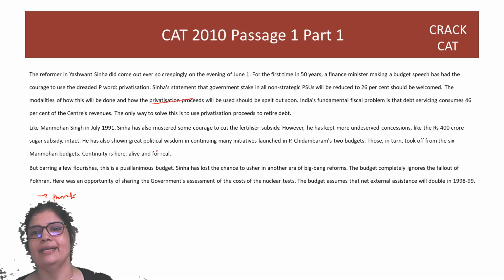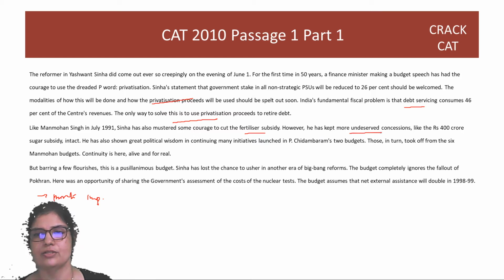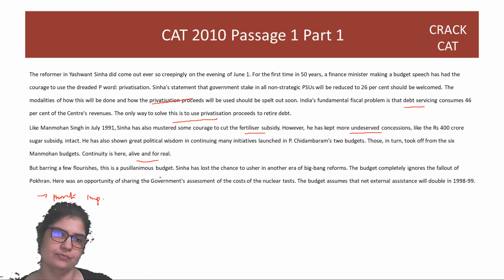Obviously, it won't be. India's fundamental fiscal problem is that debt servicing consumes a big portion. The only way is to privatize. Okay, so they are just saying that good, they spoke about privatization. It is important. That's the first paragraph. Like Manmohan Singh in July also mustered some courage to cut this subsidy. However, he has kept more undeserved concessions like the sugar subsidy, has also shown great political wisdom. Okay, continuity is here alive and real.